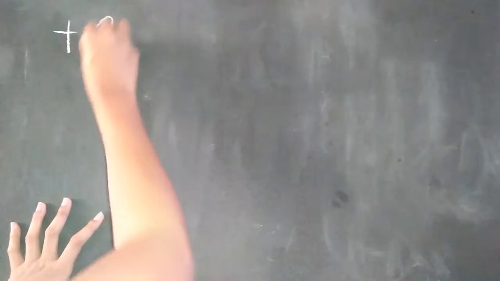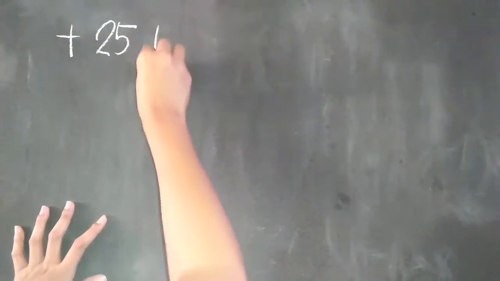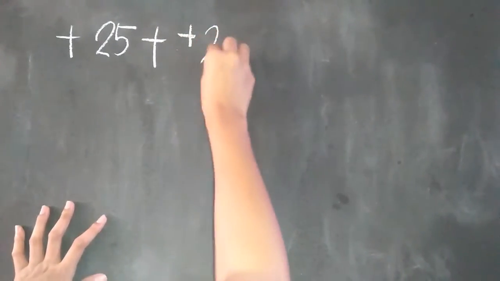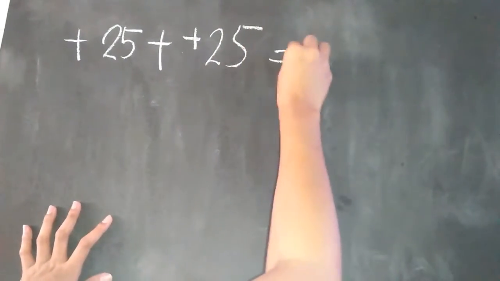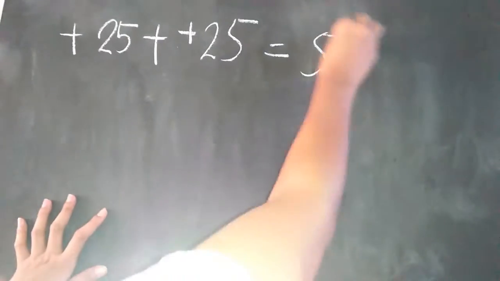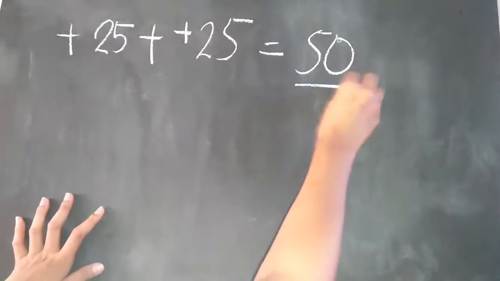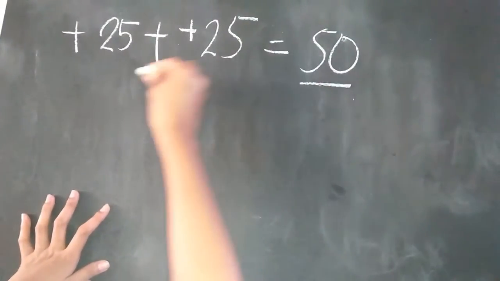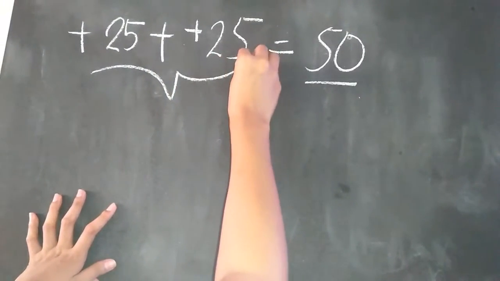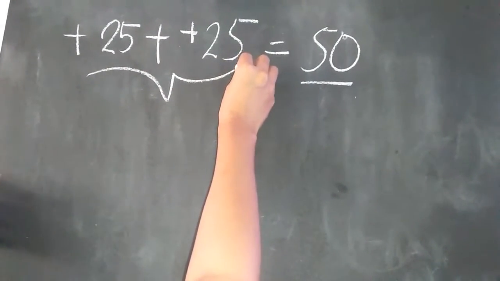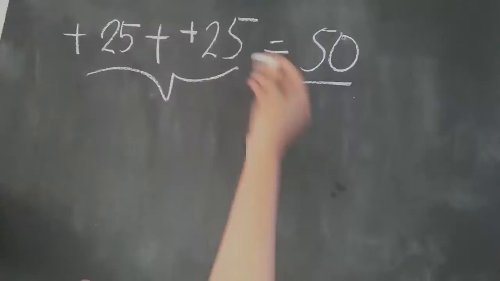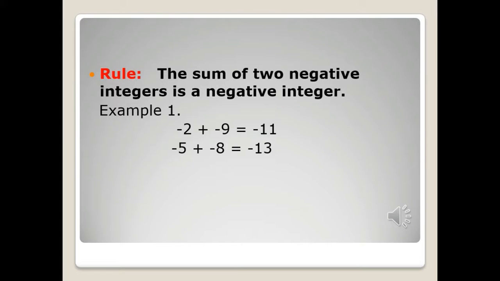Another example is positive 25 plus positive 25 is equal to 50. 50 is the answer because these two integers have the same sign, which is positive. The second rule is that the sum of two negative integers is a negative integer.